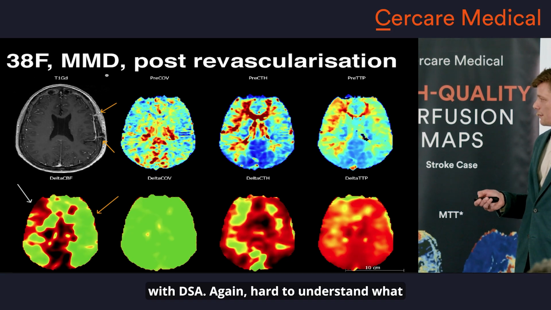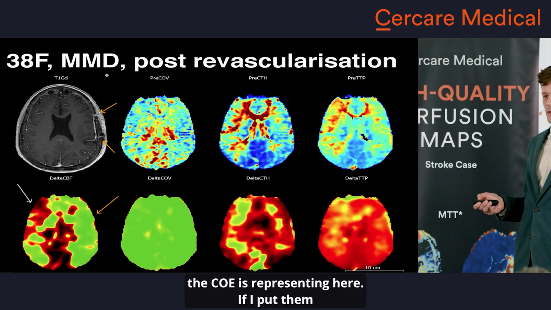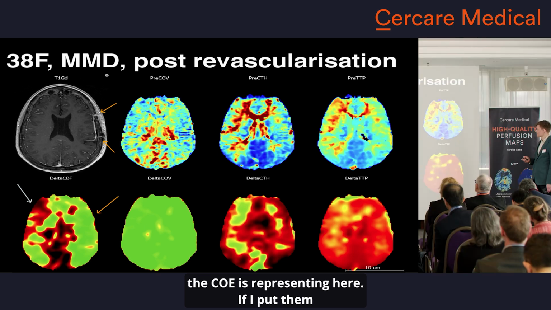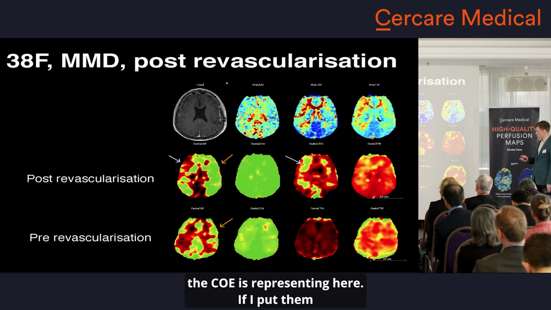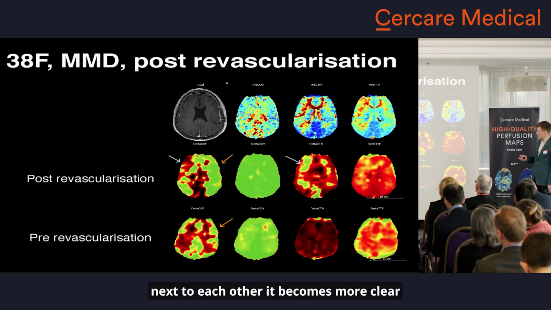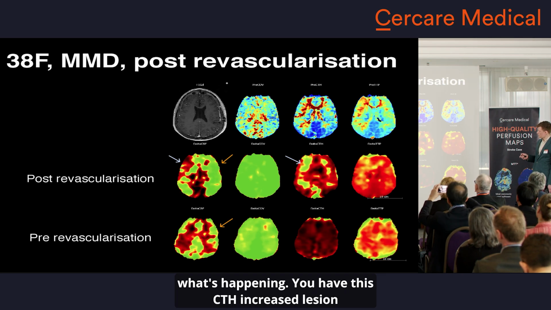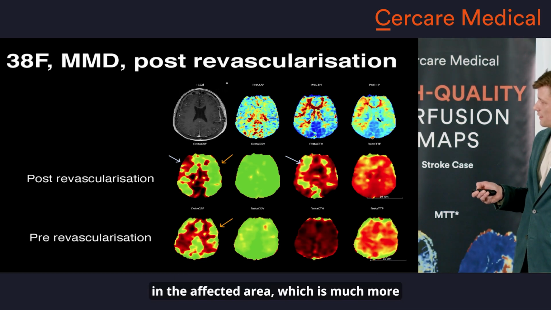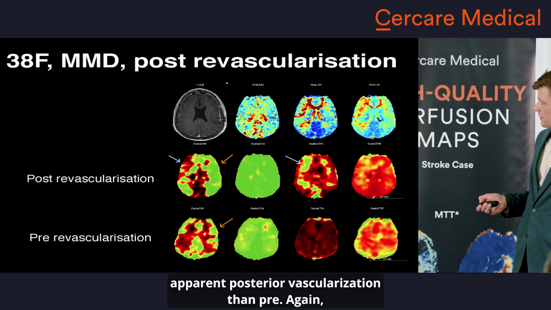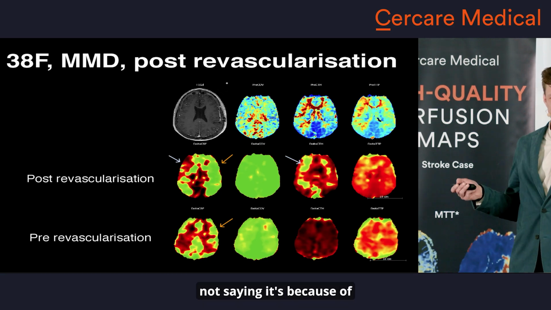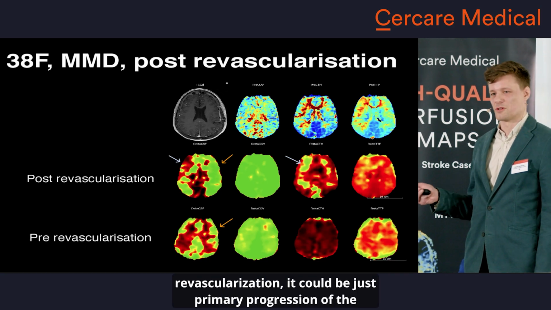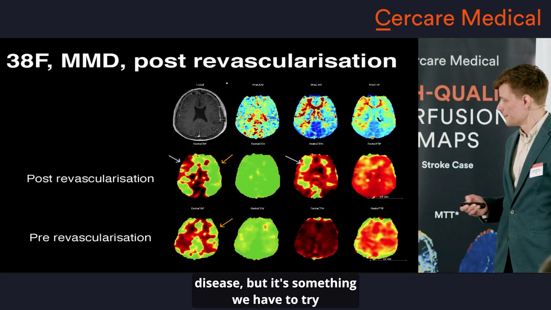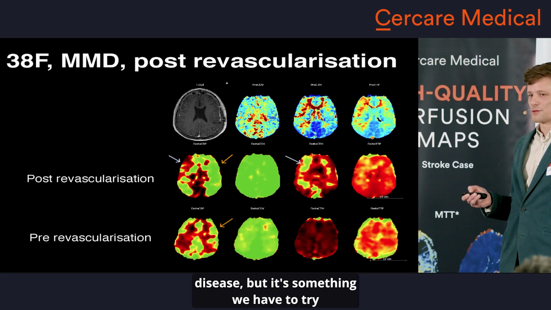And again, hard to understand what CVR is representing here. If I put them next to each other, it becomes more clear what's happening. And you have this CTH increased lesion in the affected area, which is much more apparent post-revascularization than pre. Again, not saying it's because of revascularization, could be just a primary progression of the disease, but it's something we have to try to understand.